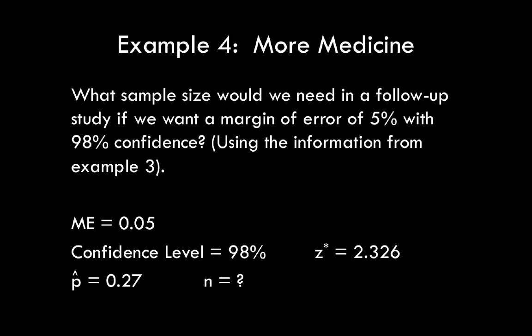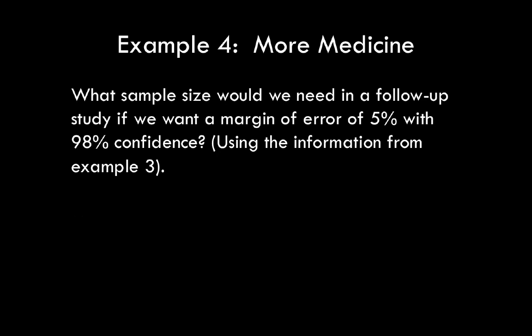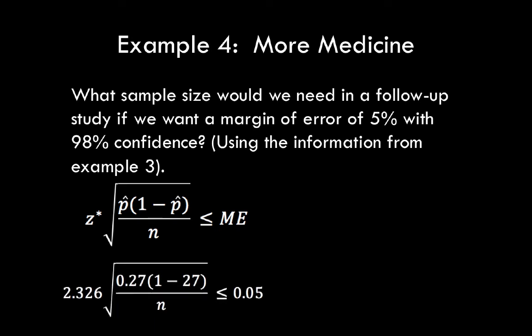So I'm going to be working backwards. And this formula is given to you on your notes. And that is z star times the square root of p hat times 1 minus p hat over n is less than or equal to our margin of error. We can start off by plugging what we know. z star for the 98% confidence interval was 2.326. That should be a 0.27 right there.